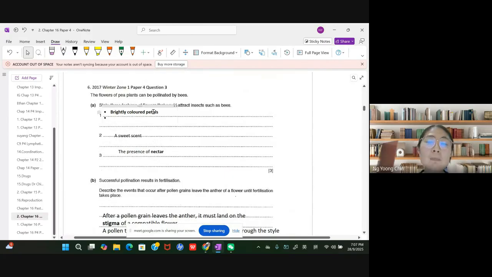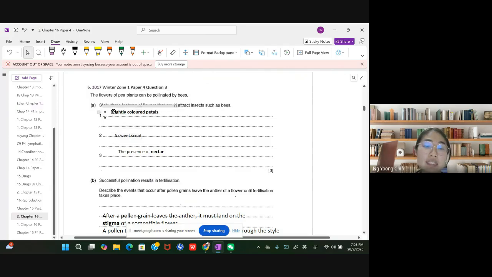So you also learned about pollination. How the plant does pollination is by insect pollinators or wind pollinators. If they use insects to do the pollination, that means the flower itself needs to attract the insect. For example, they need to have bright colored petals, a sweet scent, and the presence of nectar. Okay, like this.